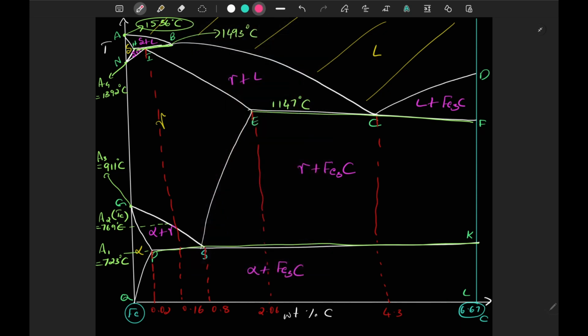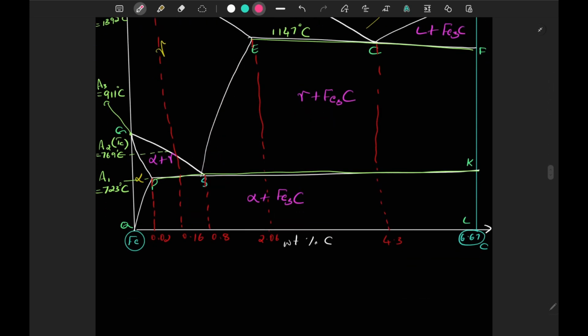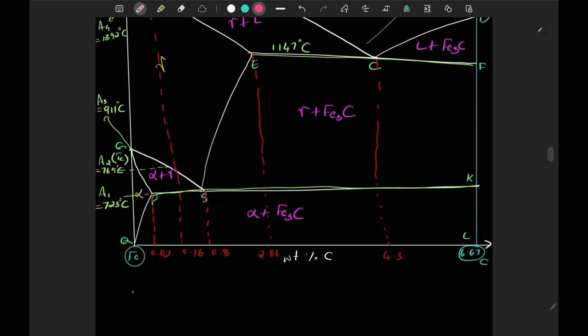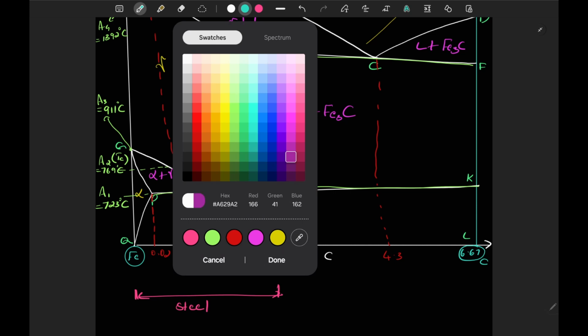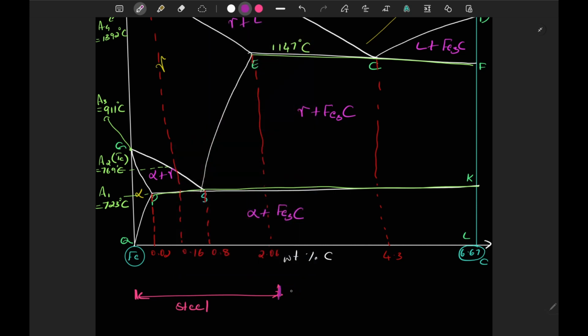Now we have to understand, based on the carbon content, we can classify steel and cast iron. From 0 to 2.06%, we have steel, and from 2.06 to 6.67% we have cast iron.